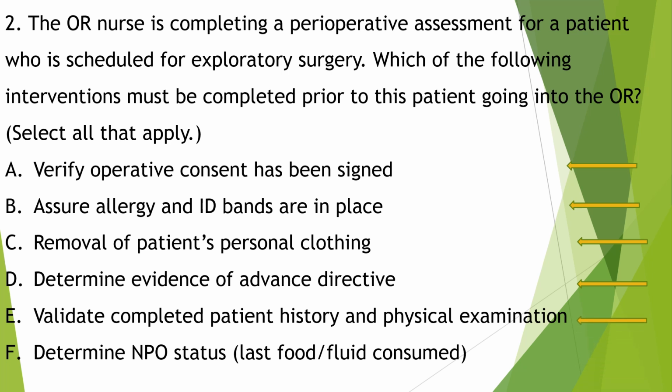Then validate completed patient history and physical examination, and we need to see the NPO status of the patient. Other than this, you need to determine the medications taken in the morning prior to the surgery, and you need to assess the skin color, temperature, the integrity, presence of any tattoos or bruises, and verification of placement of any metal implants like pacemakers. And one more thing which we need to see is the family support. So these are the things a nurse will be checking prior to the patient's surgery.